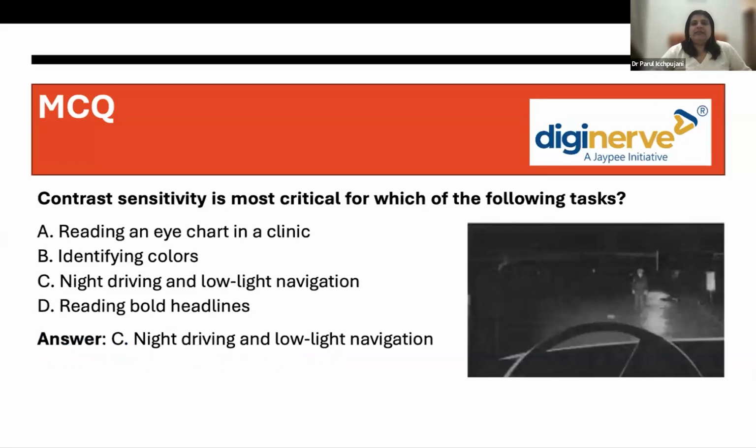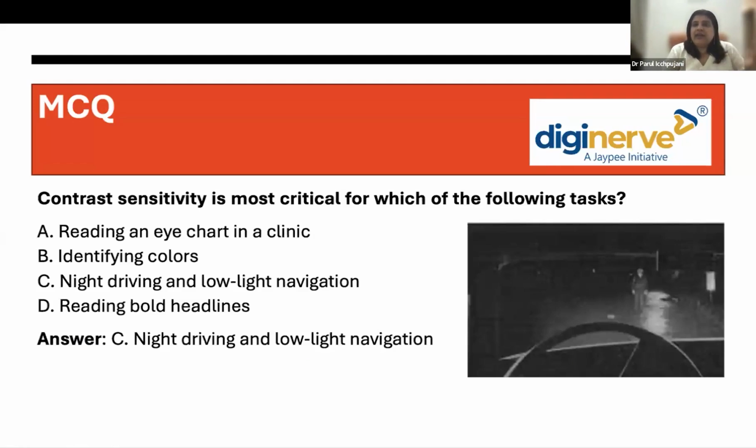Contrast sensitivity test is most critical for which of the following tasks? Here you see this gentleman who's driving at night and there is yet another passerby on the road. Everything is looking gray, but in a different shade of gray. Is contrast sensitivity most critical for reading an eye chart in a clinic? No, because the contrast between the letters and the background is quite stark.